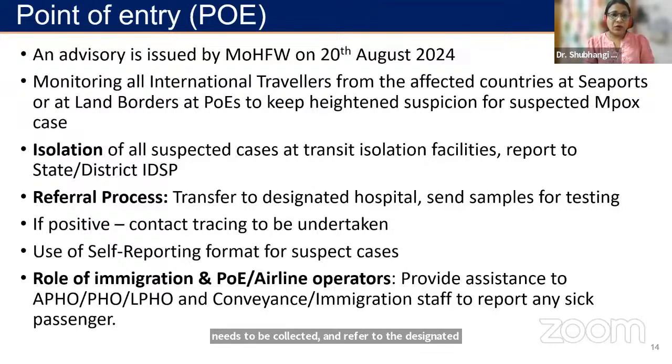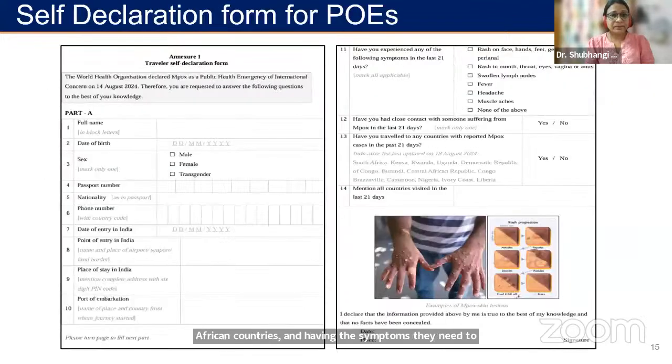If positive, contact tracing needs to be undertaken. Authorities should be in a position to provide the list of all the contacts who might have come in contact with this case. Then, use of the self-reporting format for suspected cases. There is a self-reporting format placed at the POEs. Any patient with a history of travel from the African countries and having the symptoms needs to fill up this self-reporting format. Next, please. This is the traveler self-declaration form, which is expected to be filled up at the POE. It is available on the website also. Next, please.